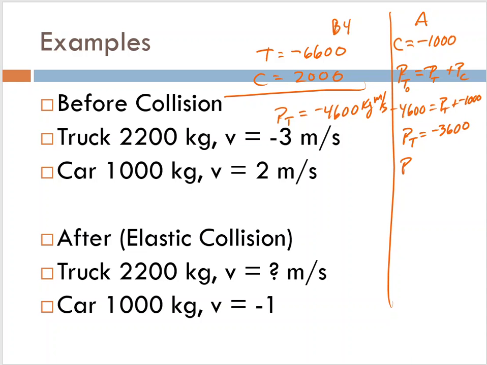So I can simply say that the momentum is the mass of the truck times the velocity of the truck, so we get negative 3,600 equals 2,200 times V. I advise you to pause it here and try to find out what that velocity is. Well, hopefully you paused it and found that the velocity is equal to 1.6 meters per second.